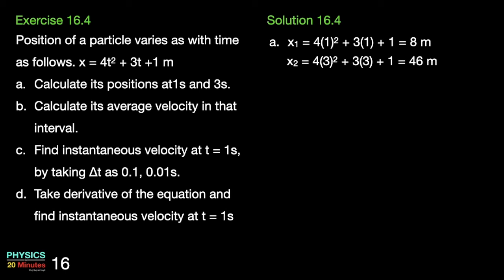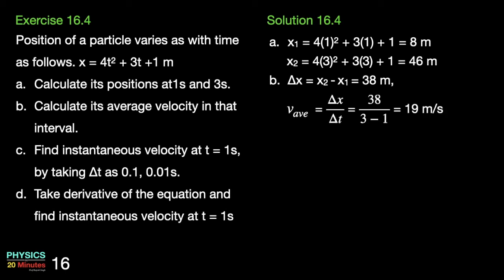B part, calculate its average velocity in that interval. So now we know the x interval, it is 46 minus 8, that is 38 meter, and we also know the delta t, which is 3 minus 1, which is 2. So the average velocity is delta x by delta t, which is 38 upon 3 minus 1, which is 19 meter per second.